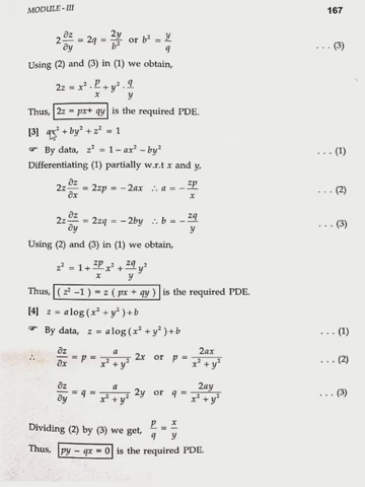Third example. Form the PDE by eliminating the arbitrary constants. Here, what are the arbitrary constants? a and b. Therefore the given data can be written as z square is equal to 1, shifting these two terms, minus a square minus b into y square. Call this equation 1.